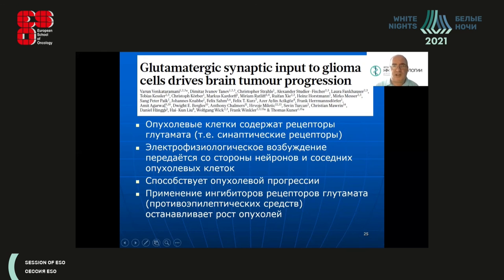As a matter of fact, we usually looked at the glial tumors as a separate system from the brain itself. But the tumor cells contain glutamate receptors. Subsequently, they can respond to signals from neurons. Electrophysiological activity is typical not only of the neurons, but of the glial cells, which contain glutamate receptors. So this is why inhibitors of glutamate receptors, so anti-epileptic drugs, can be a treatment for brain tumors as well.